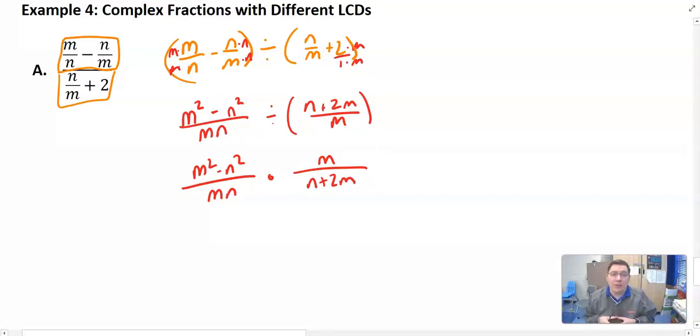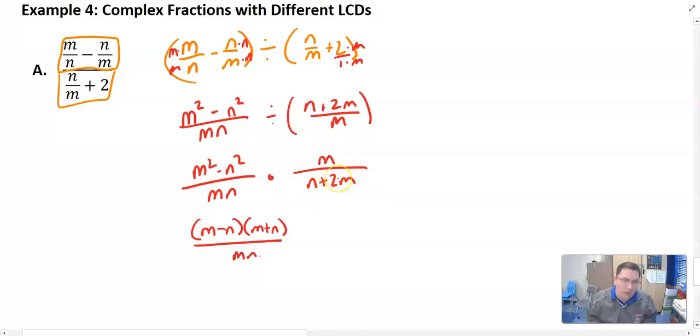Now, if any of this would factor, we would factor it. And actually, this piece is a difference of squares, so I could rewrite it as m minus n times m plus n, right? And there's almost a piece that matches, but this one doesn't, right? It's really close, but it doesn't. Times the m over n plus 2m. So is there anything that's going to cancel in this? Actually, the answer is yes.